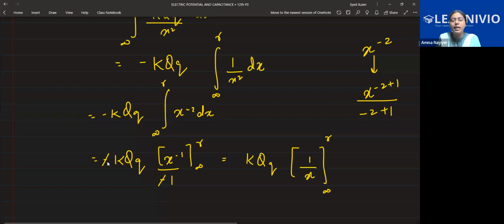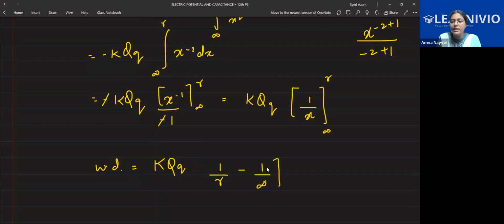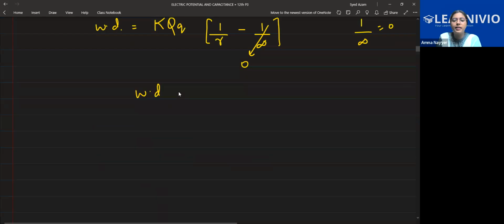Now let's put it. What is our work done? Work done is K, capital Q, small q, 1 by R, upper limit minus the lower limit, 1 by infinity. So 1 by infinity is 0, and 1 by 0 is infinity. So what is the work done's formula? Work done is K, capital Q, small q by R.